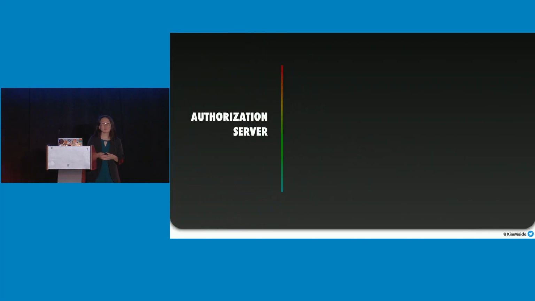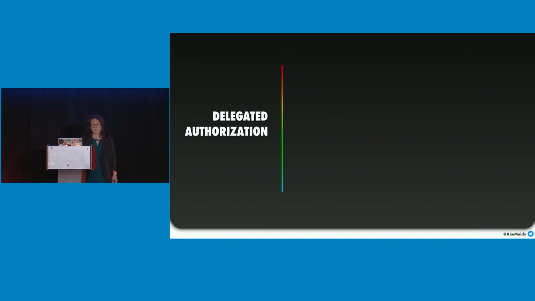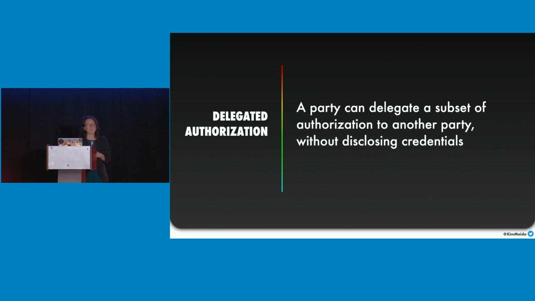Now, an authorization server is really just kind of a fancy word for a set of endpoints to interact with the user and to issue tokens. So the purpose of OAuth 2 is to use an authorization server in order to perform delegated authorization. Delegated authorization allows a party that holds some authorization to delegate a subset of that authorization to another party. But it does this without incurring the risks of requiring either party to disclose their user credentials to the other party.